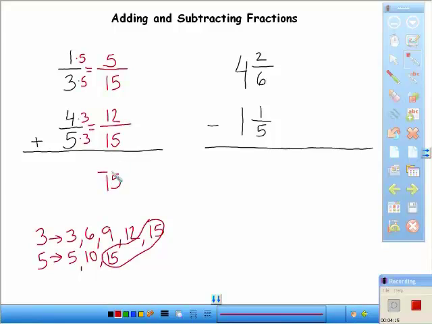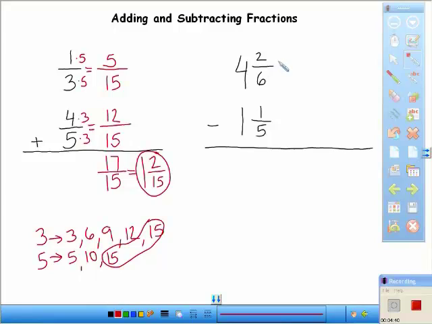So I'll keep the denominator the same and add the numerators. 5 plus 12 is 17, but this is an improper fraction. It's not in simplest form. We have to simplify it, and we do that by saying, how many times does 15 go into 17? 1 time, with how many left over? 2 left over, and the denominator stays the same. Okay, so that's our answer.